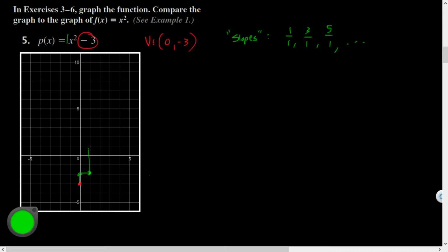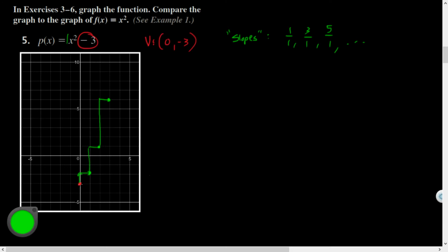Up 3 and over 1, there's a point. Up 5 and over 1, there's a point. And so this is a way that I can generate points on my graph rather quickly, just like we did back in the day with y equals mx plus b for the equations of lines and their graphs.